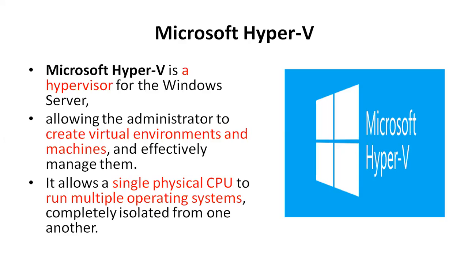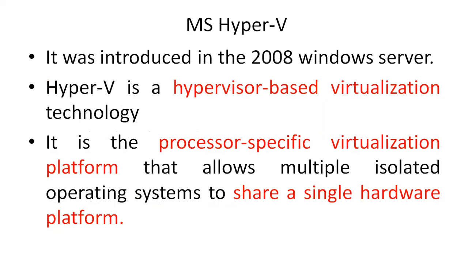For this purpose Microsoft introduced this hypervisor concept. It is a competitor for VMware. VMware was launched first for virtual machines. After that, Microsoft Hyper-V came as a competing hypervisor to VMware software, and it was introduced in the year 2008, that means in Windows Server 2008. Hyper-V is a hypervisor-based virtualization technology.